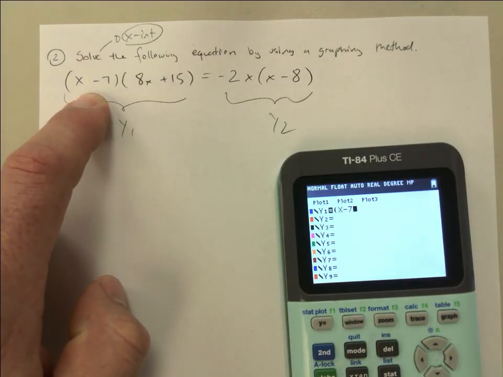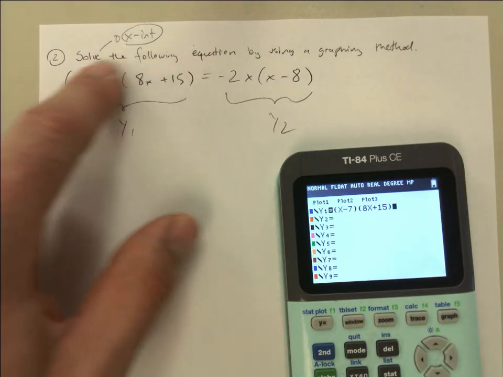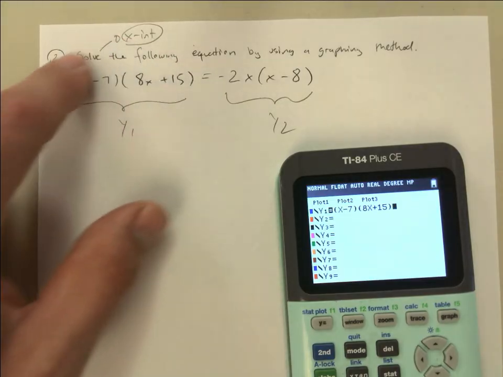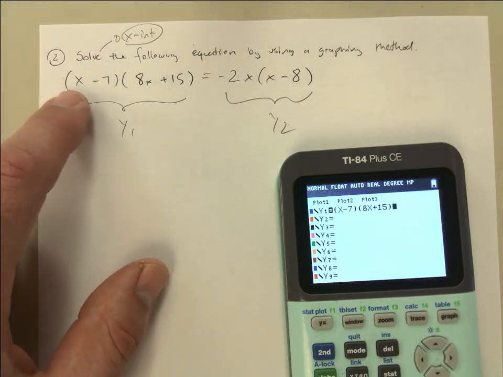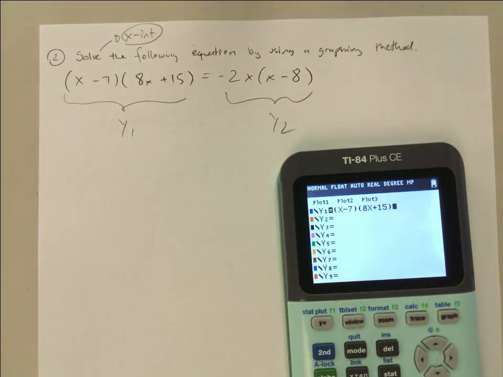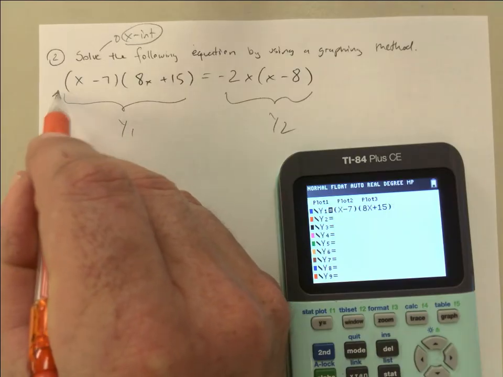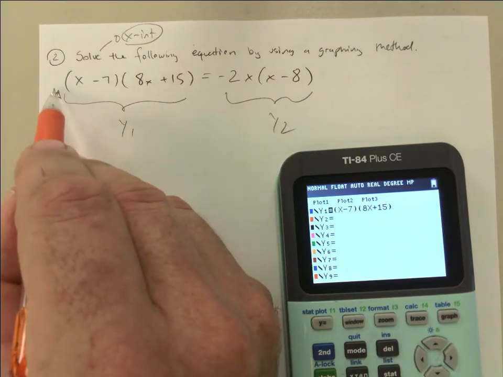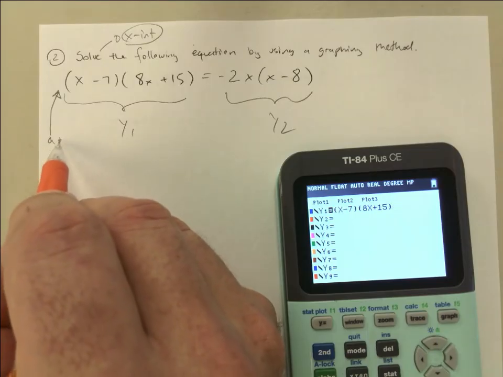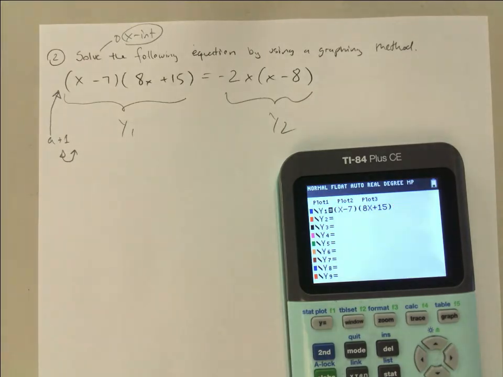X minus 7, 8x plus 15. By the way, what will this be? This will be a quadratic at some point, right? Because you go x times 8x, it's 8x squared. So this is going to be a parabola, okay? By the way, this is A. A is always in front of whatever quadratic you're doing. It's positive 1. So we know that parabola is going to behave like that.